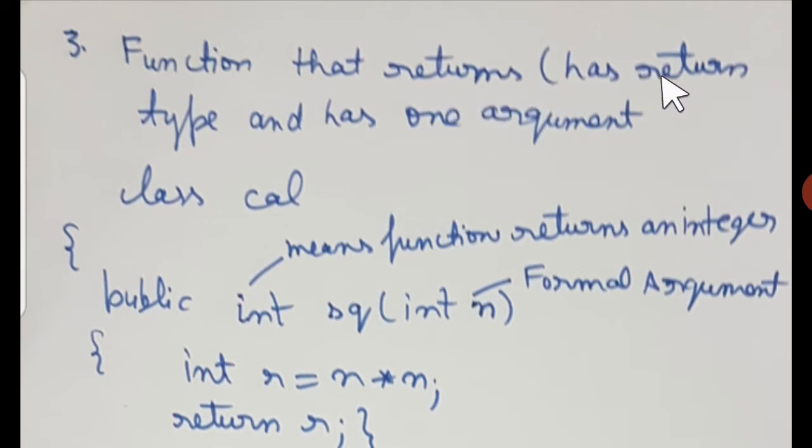So it has a return type and has one argument. Now the function is different: it has a return type and it has an argument as well. So now class cal again, and here I have again calculated the square of the number just passed here. So sq(int n), that was in the previous example also. Public is the access specifier, but this time instead of void we have written what? We have written int.